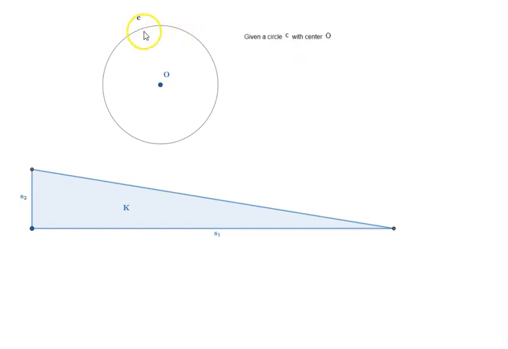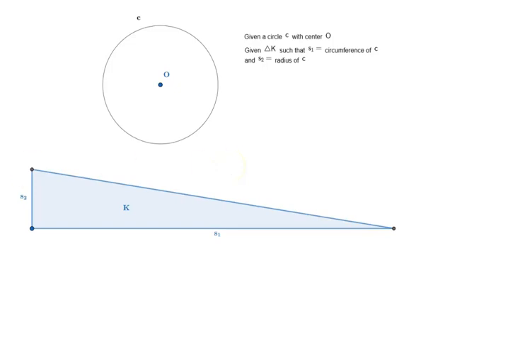Given a circle C with center O, given a triangle K such that S1 is equal to the circumference of C and S2 is equal to the radius of C. What the proposition is saying is that the area of this triangle is equal to the area of this circle. Now to prove this, we will use proof by contradiction.